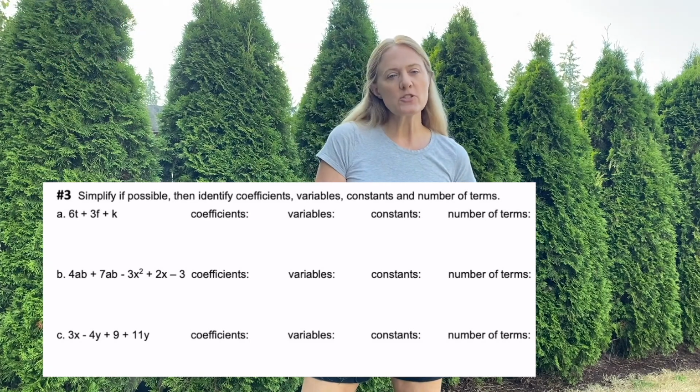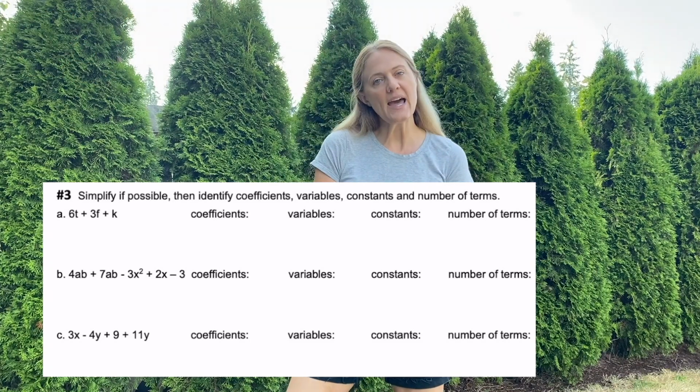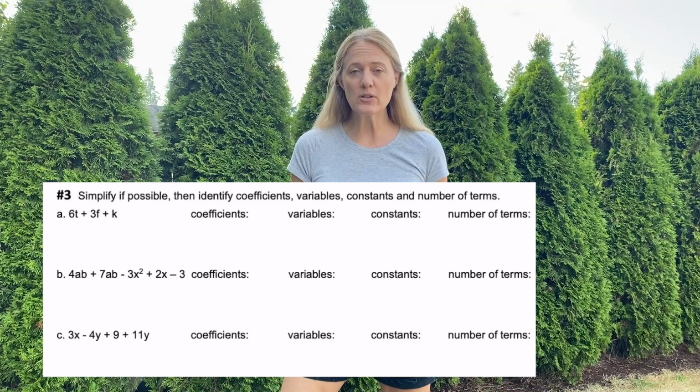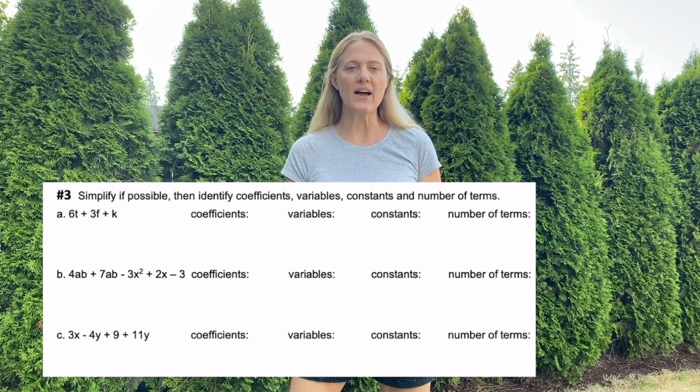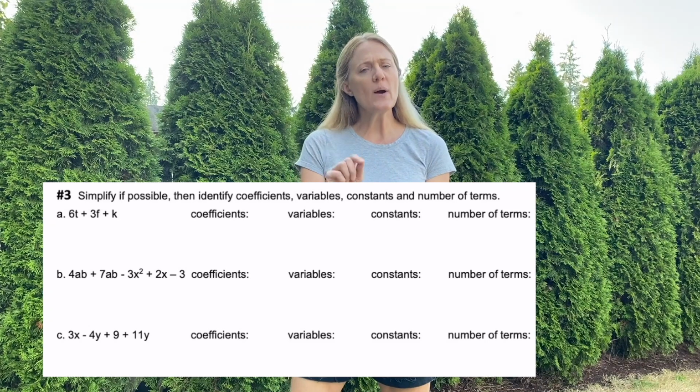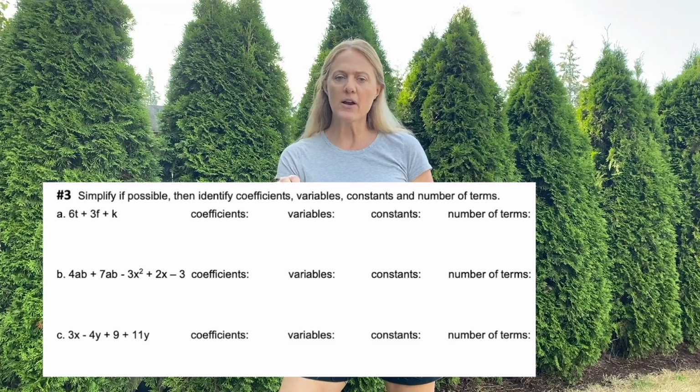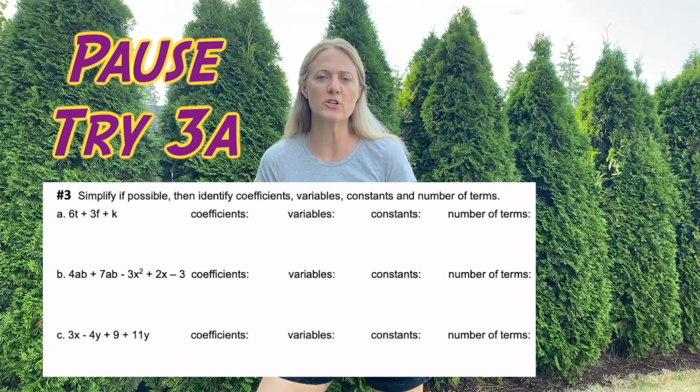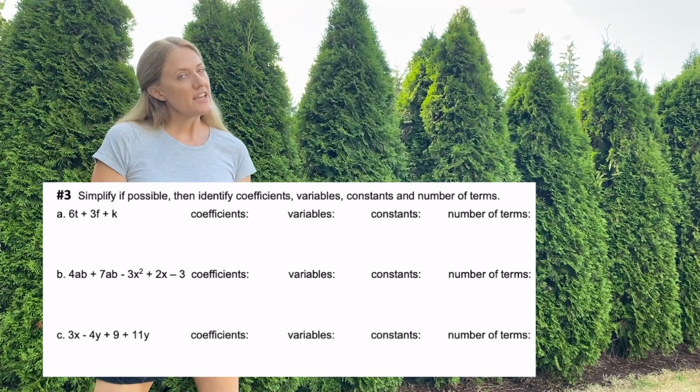So look at the first one. We have 6t plus 3f plus k. Are there any like terms? No, so it's already simplified. So I want you to pause the video, go ahead and list the coefficients, list the variables, constants, and tell me the number of terms. Pause. Let's see how you did.